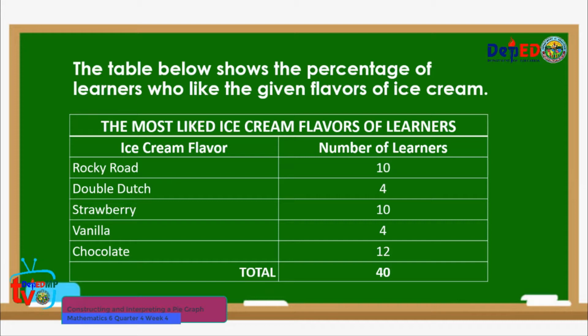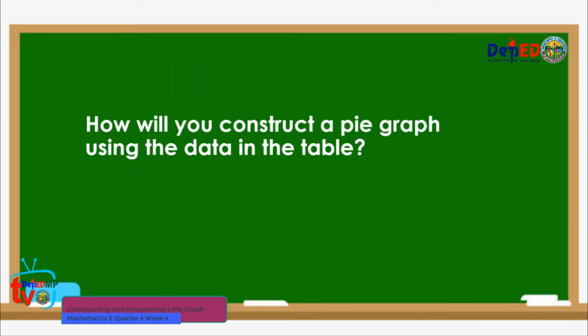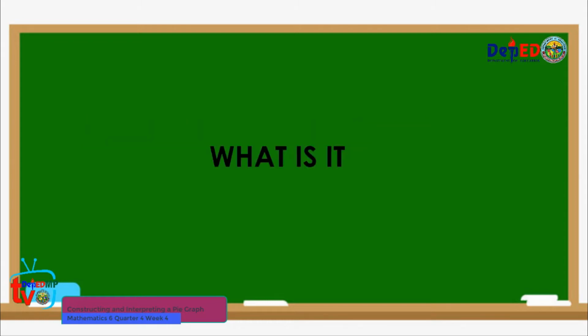Rocky Road has 10 learners. Double Dutch has 4 learners. Strawberry has 10 learners. Vanilla has 4 learners. And chocolate has 12 learners. A total of 40 learners. Now, how will you construct a pie graph using the data in the table? Any idea? So let's go now to What Is It level.